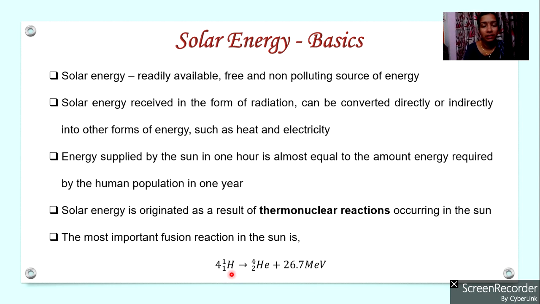So likewise 600 million tons of hydrogen atoms are converted to helium atoms in 1 second in the sun. So the total energy liberated will be a very high value. Tremendous amount of thermal energy will be released in this fusion reaction.